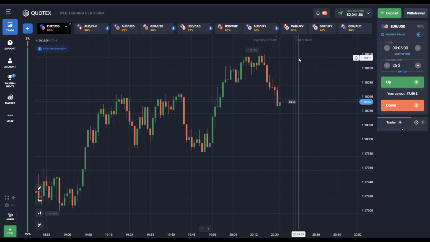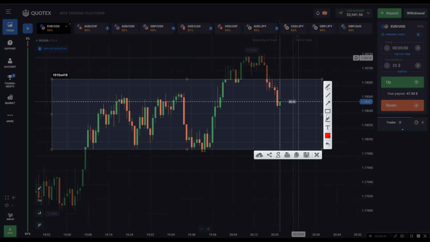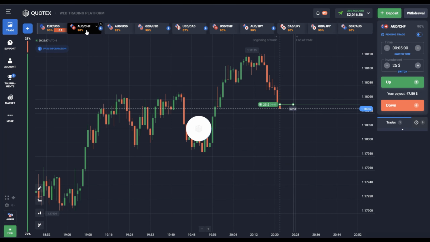Euro-dollar. I will open a trade to increase. Support zone. The price has dropped to this zone and most likely it will go higher. 1 minute chart. The zone is clearly visible, there are price reversals. And now I expect the price to go higher.